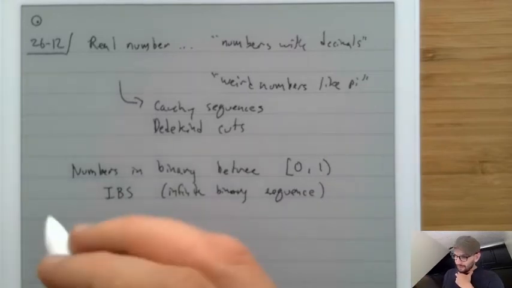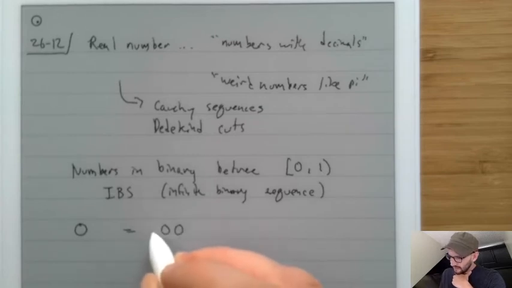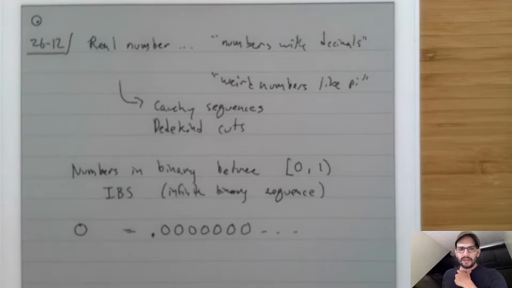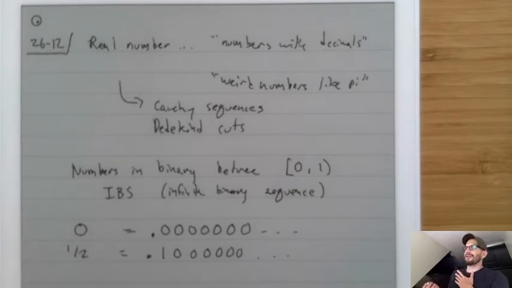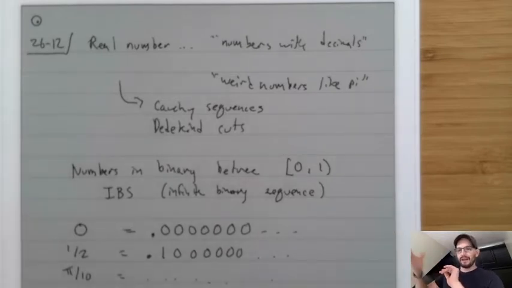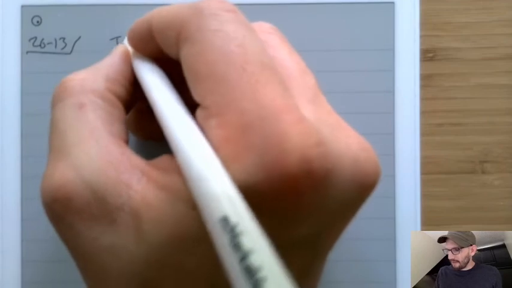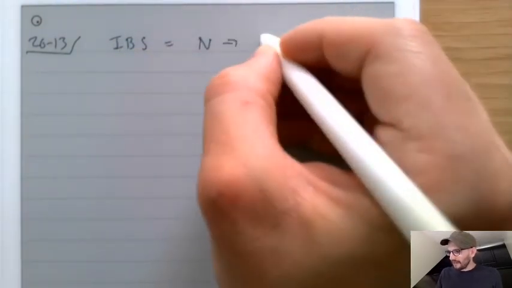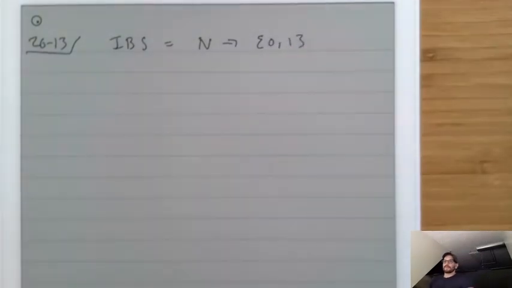For example, the number 0 as an infinite binary sequence is dot 0, 0, 0, 0, 0, 0, 0, and so on. And the number that would be 1/2 would be 0.1, 0, 0, 0, 0, 0, 0, and so on. And there's some number that would be like pi divided by 10. We know that pi has infinitely many digits, and it's like 3.14. Let's divide it by 10. Now it's 0.314, and there's some way of binary encoding that whole thing, and it takes infinitely many digits. That's what I'm talking about when I talk about an infinite binary sequence. We can represent an infinite binary sequence as a function that goes from n to either 0 or 1.